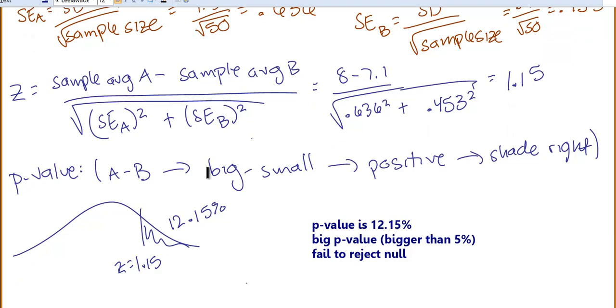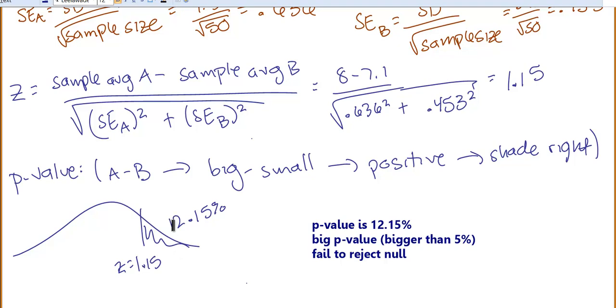And then for my p-value, because I did A minus B, I have to figure out which direction to shade. So A was supposed to be bigger, or remove more particles. So that was a big minus a small, and anytime you have big minus small, you should get positive. And if you're expecting positive, let's shade to the right. So here Z is 1.15, and we want to shade to the right.